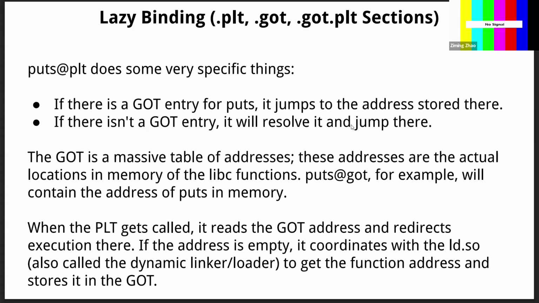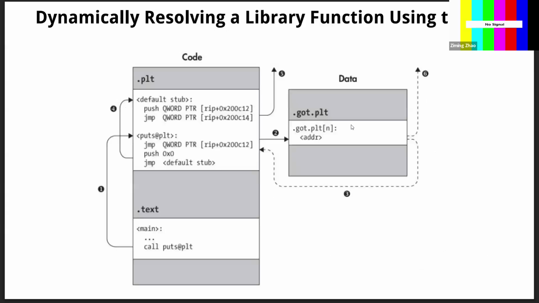Then that puts@plt will do something. It will first check if we already know the actual address of the puts function. If it knows, we will call that. If we still do not know, then we are going to find out where that address is. Then we are going to call that. So this is how it works.